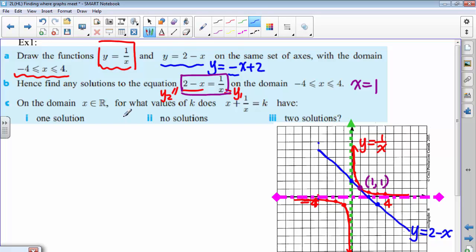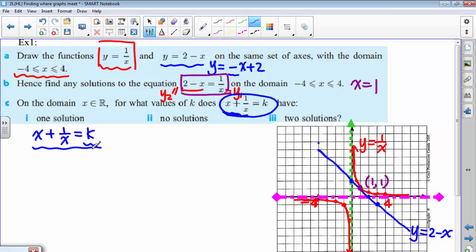Okay, so we look at for what values of k does x plus 1 over x equals k have one solution, no solutions, two solutions. Let's look at what this equation means. x plus 1 over x equals k. x is an unknown variable, and I need to look at what the k value is. For what k value does this equation have one solution, no solution, or two solutions?